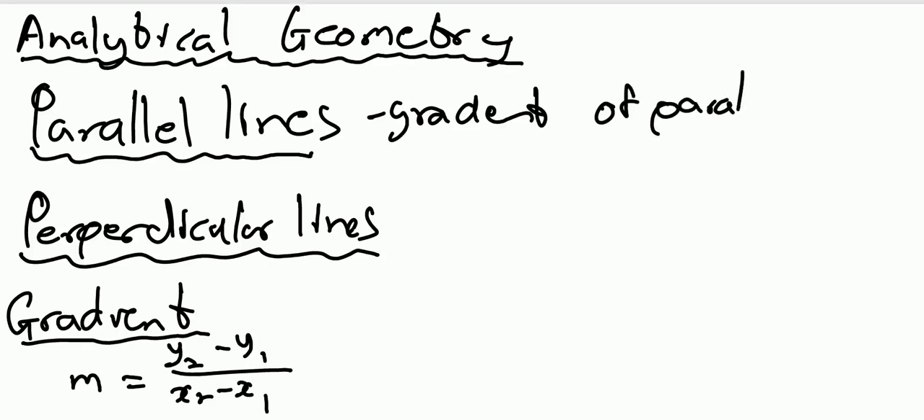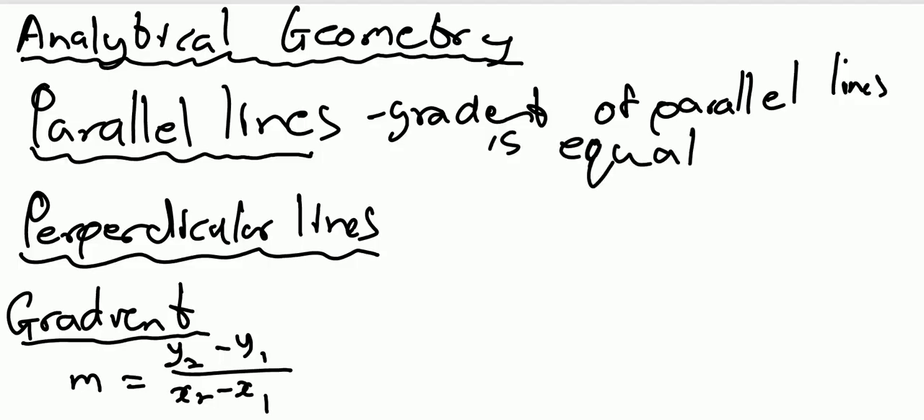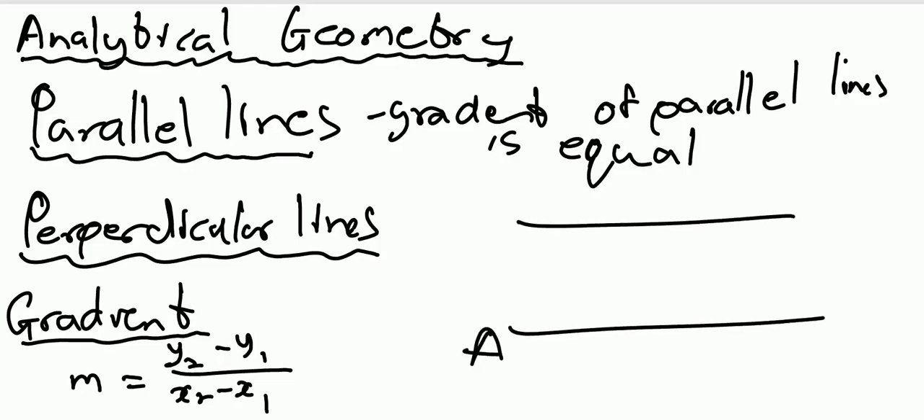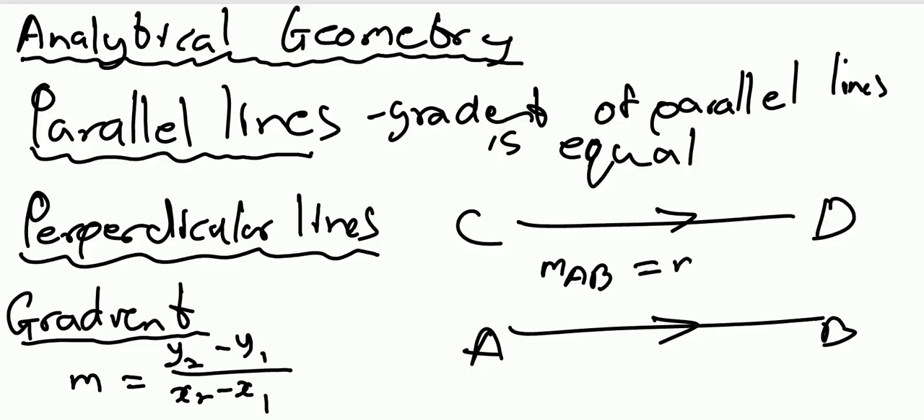We are saying the gradient of parallel lines is equal. Meaning if we have two lines that are parallel to each other, AB and CD, we can conclude that the gradient of AB is equal to the gradient of CD. They like asking silly questions in maths.